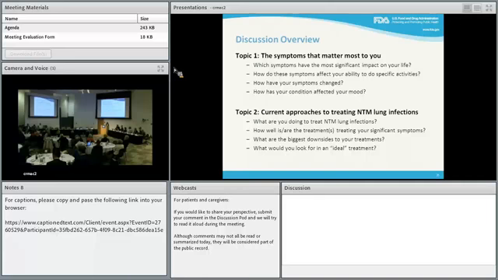So here what we're listening for is what are you currently doing to treat the NTM lung infection, and how well is it working, or if not, what's not working about it? What are the downsides that you're experiencing because of your treatment regimen? And what would you look for in an ideal treatment?